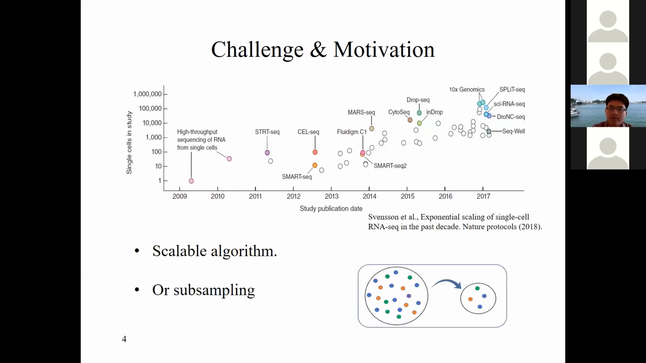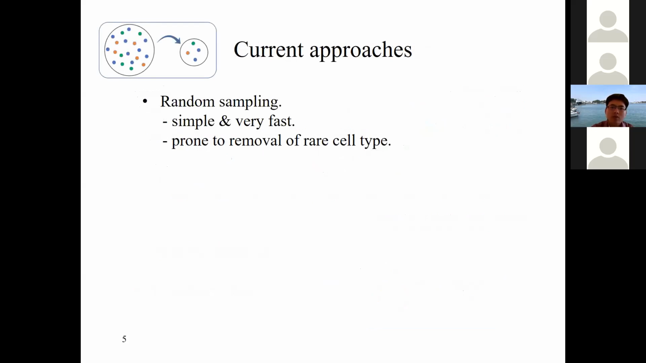Or alternatively, you can make the data smaller. This problem is called subsampling or downsampling in some contexts, and this is also the problem we focus on today. So we want to make the data smaller. And one of the most commonly used sampling techniques is random sampling.